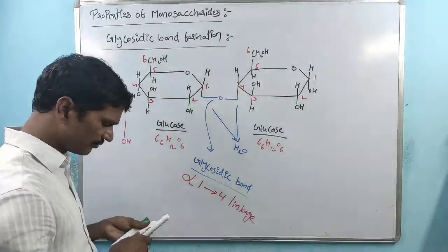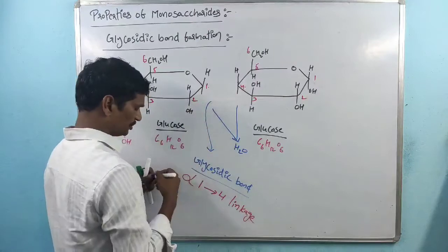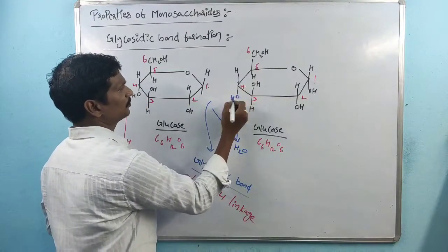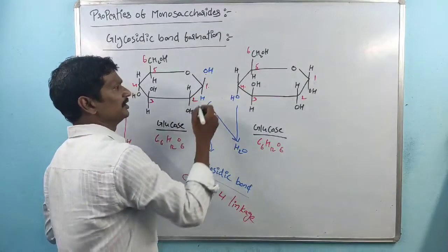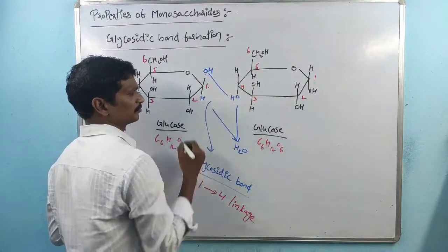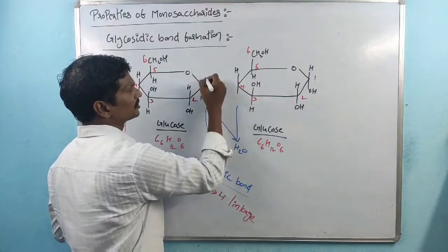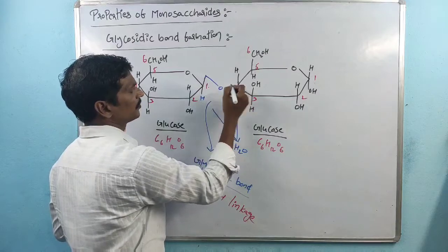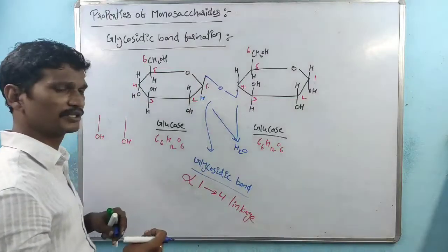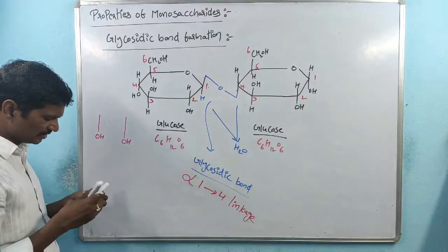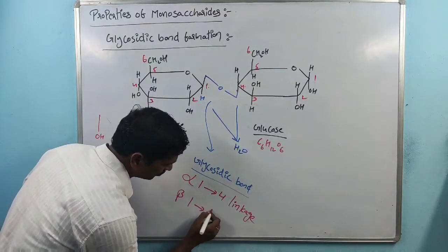See, another type of linkage is also present. Other type of linkage means, see here OH is present. This is the OH, and here another OH is present. This is the H, right? So here the bond is formed between these two. Here also one water molecule is removed, and the bond is formed between the first and fourth. But the hydroxyl group positions are different. So that kind of linkage is called a beta 1,4 linkage.